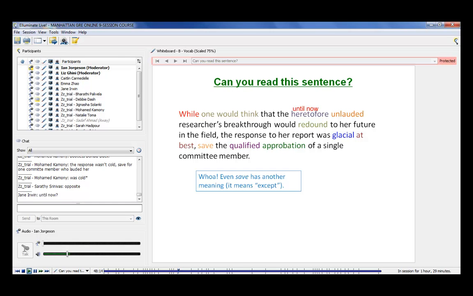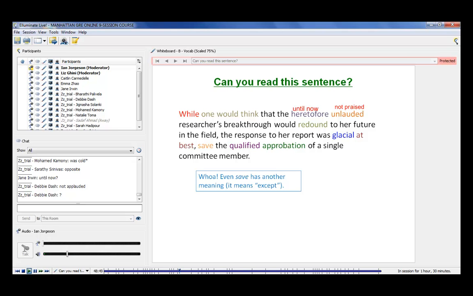Okay, what does unlauded mean? That is kind of a classic level vocabulary word. What does unlauded mean? Yeah, not applauded, I'd agree. I'm going to go with not praised, but same idea as what you guys are saying. Okay, while one would think that the until now unpraised researcher's breakthrough would redound.